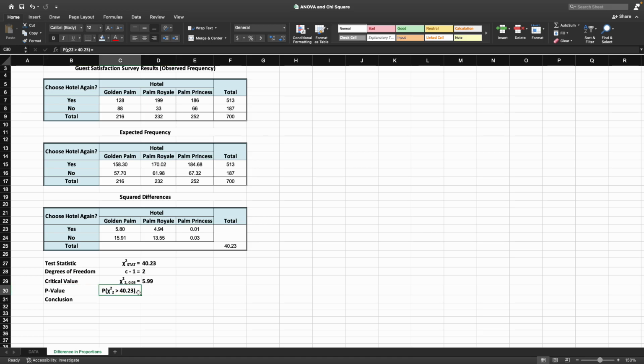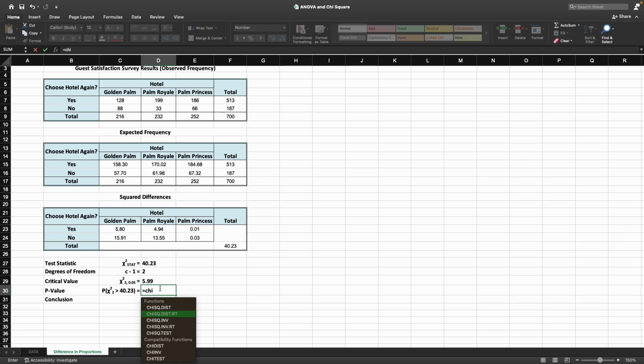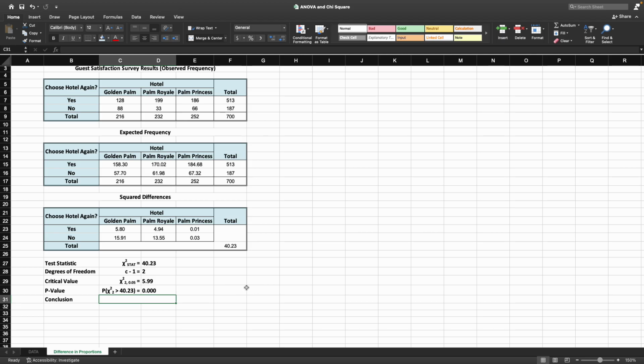So the p-value is just the probability of chi-squared with 2 degrees of freedom greater than the chi-squared stat, which is 40.23. And here, this is where we would use that other function: chi-squared dot dist dot RT. So x here is 40.23, so I'm going to select that. Or if you want, you could just type 40.23, comma, degrees of freedom 2, close parenthesis. I'll let you look at that for a moment. This is chi-squared dot distribution dot RT. You give it your chi-squared stat, and then you give it degrees of freedom. Then enter, and you get a p-value that is extremely small.